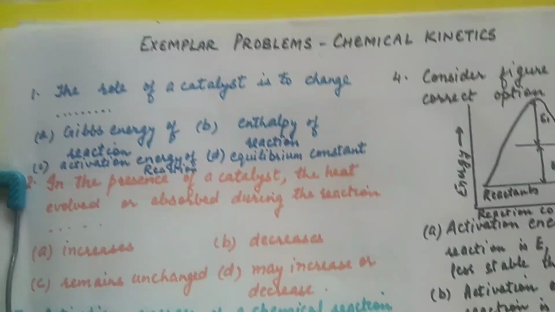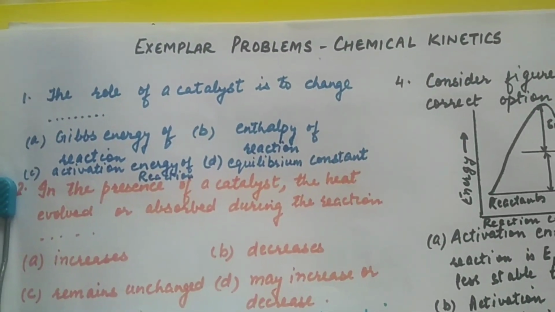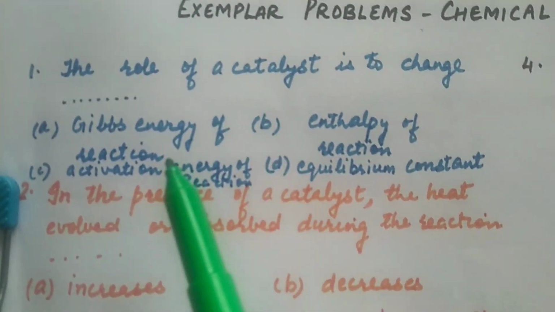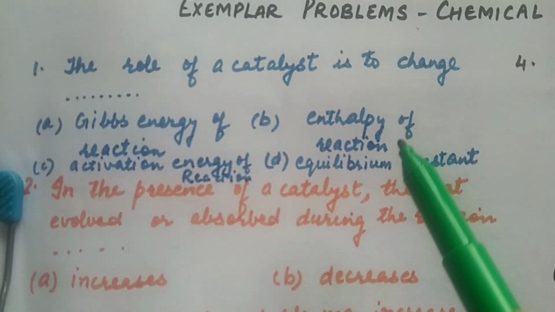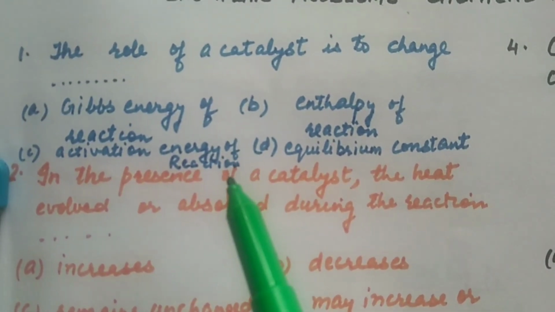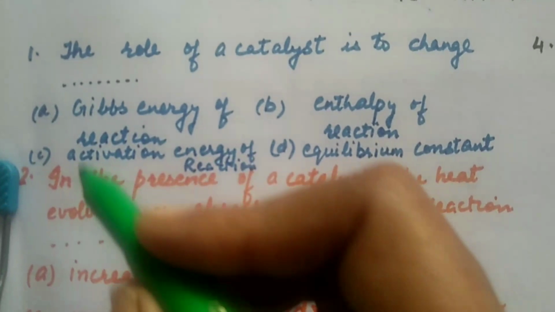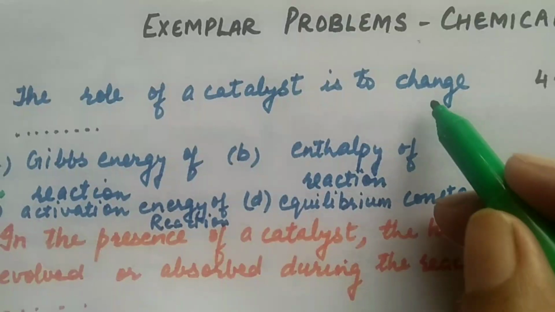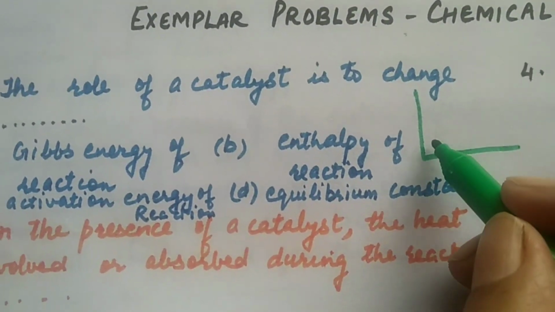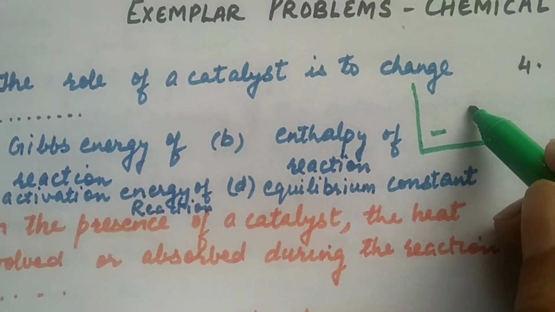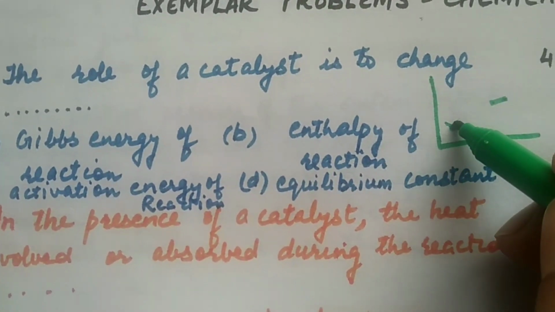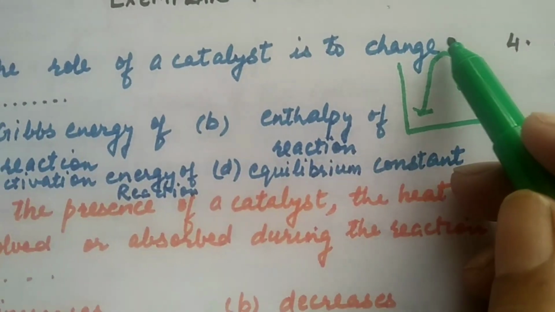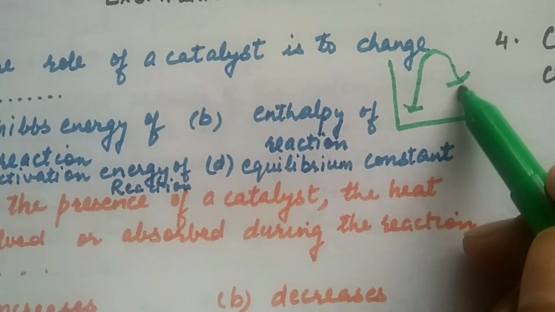Today we'll be doing some exemplar problems on the chapter Chemical Kinetics. The role of a catalyst is to change Gibbs energy of reaction, enthalpy of reaction, activation energy of reaction, equilibrium constant. So the answer should be C, activation energy of reaction, because in a reaction, if this is the energy of reactants and this is the energy of products, then the reactants have to pass an energy barrier to form the intermediate and then decompose into the products.